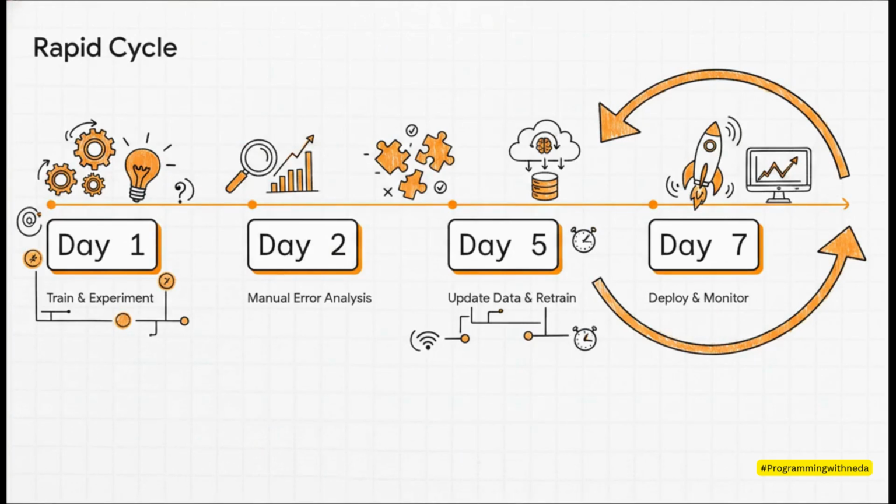Day 1, you train and experiment. Day 2, you dive in and do your manual error analysis. By day 5, you've updated your data distributions and retrained. Day 7, you deploy and monitor. Top-tier tech companies absolutely do not run this pipeline over 6 months. They run this entire iteration loop in a matter of days, sometimes even minutes. They are constantly adapting to shifting data in the real world.